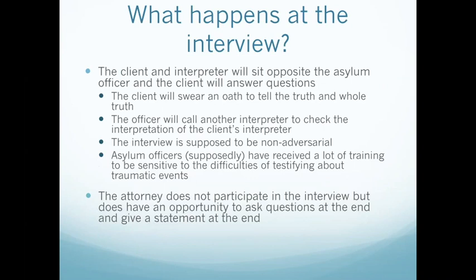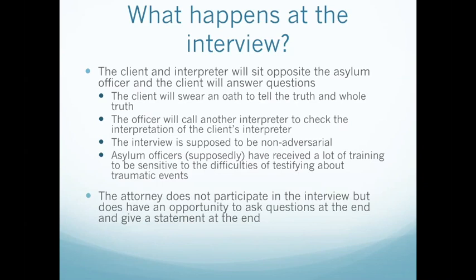So what happens at the interview, and this is similar to what happens at the credible fear interview and at the reasonable fear interview, which I'll discuss in a little bit, is the client and interpreter will sit opposite the asylum officer, and the client will answer questions. Basically here in Seattle, they're in an office, the asylum officer is behind a desk, the client and the interpreter are sitting next to each other, just opposite on the other side of the desk. The client has to swear an oath to tell the truth. The interpreter does as well.